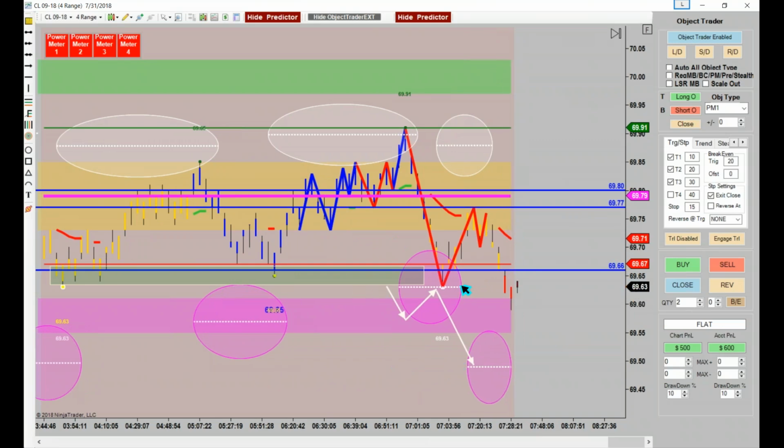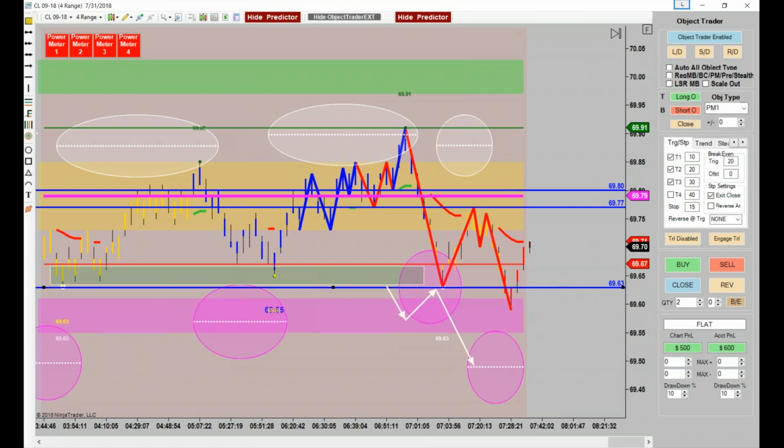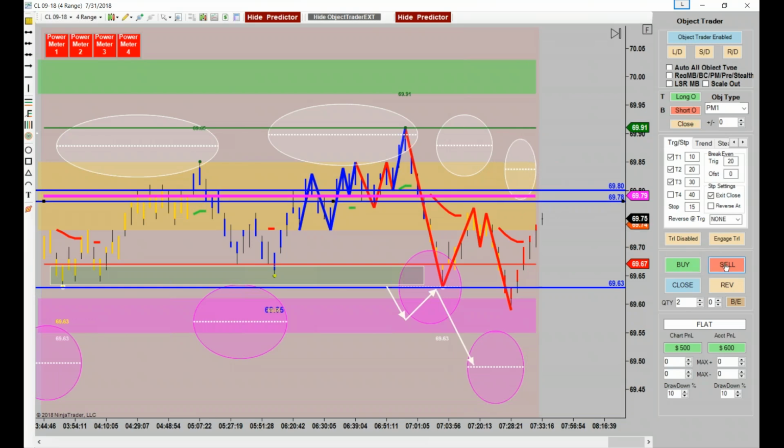Now remember, only if this breaks and comes back and kisses. It's got to break, come back and kiss, which it's not doing right now. See where support is right here? All it did is kissed it. Okay, notice we got a white predictor over here, but none over here yet. There's a predictor. Predictor saying right at my line.